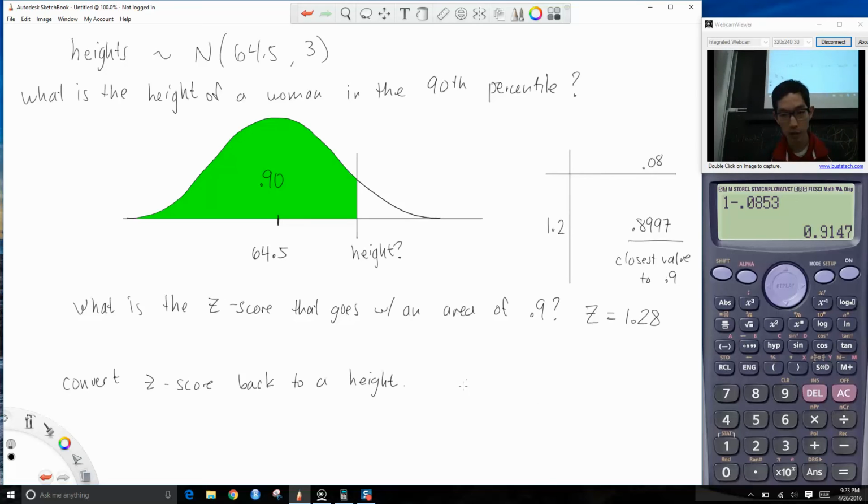Okay, and now that I have my z-score, I'm going to convert this from a z-score back into a height, or my x value, okay? I have everything except for the x. So I'm going to plug in 1.28 for z. I'm going to leave x, the unknown. Mu I have, and that's 64.5. And sigma I have, and that's 3. Okay, so this is just a matter of algebra, right? Solving for x. We're going to multiply both sides by 3.